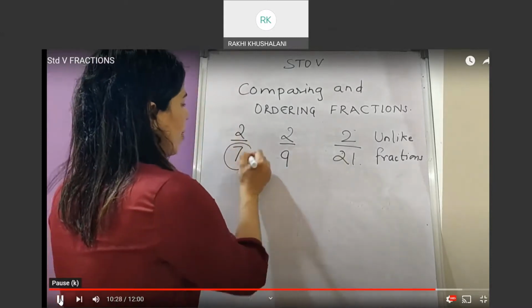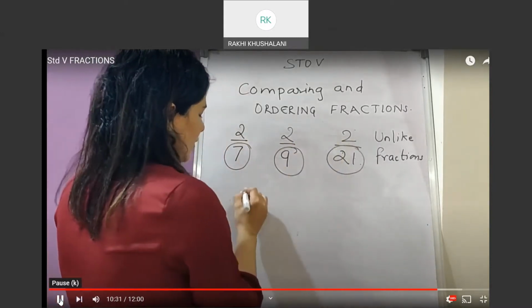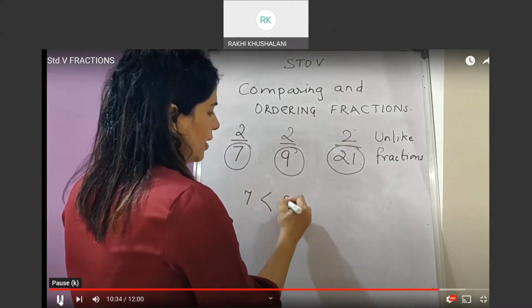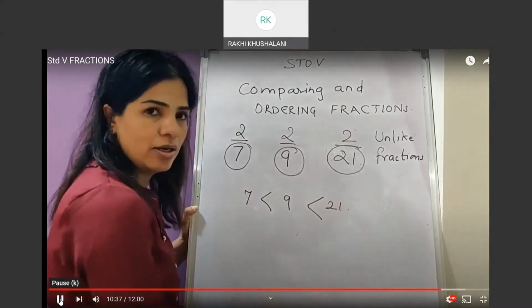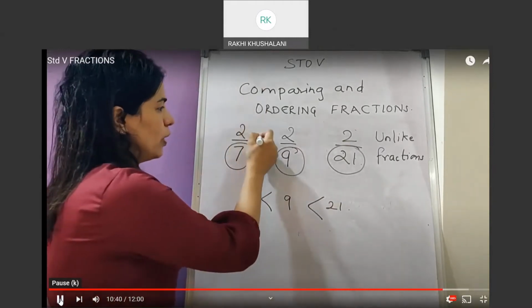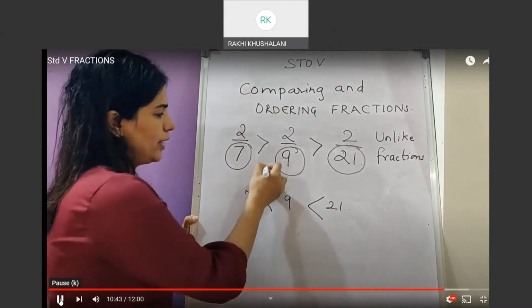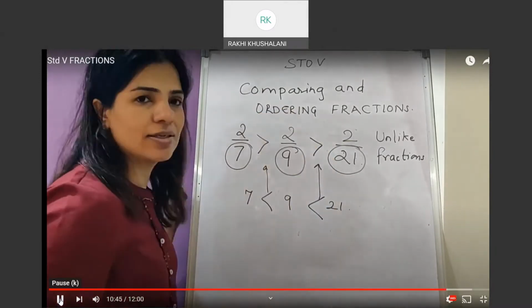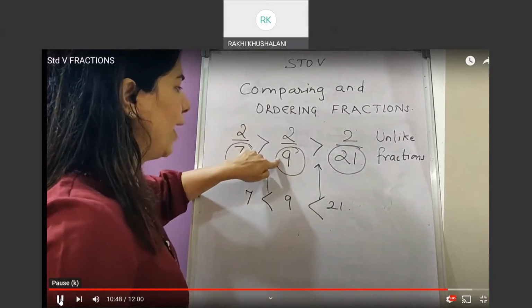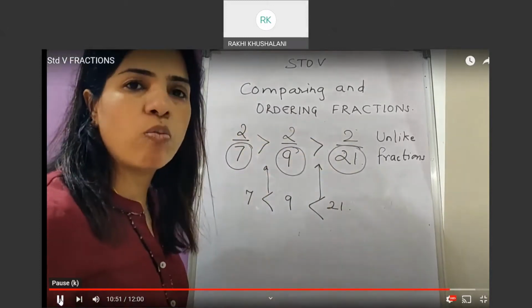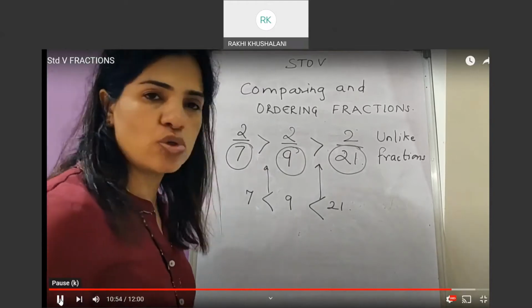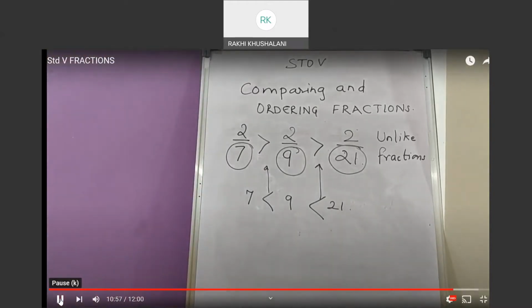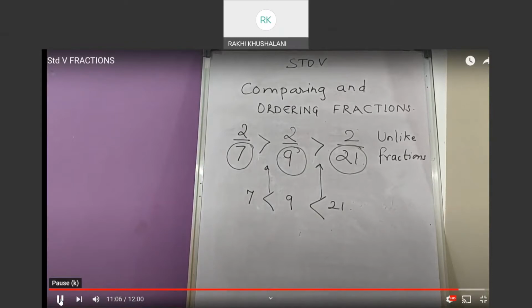I will compare the denominators. 7 is smaller than 9, 9 is smaller than 21. But in terms of fractions, look at these signs: 2/7 is bigger than 2/9, 2/9 is bigger than 2/21, because as the denominator goes on increasing, the fraction becomes smaller. Okay? So pause the video here for a minute, copy down, and I will move ahead with the exercise tomorrow. That reminds me, exercise 4.2, you have to do it.